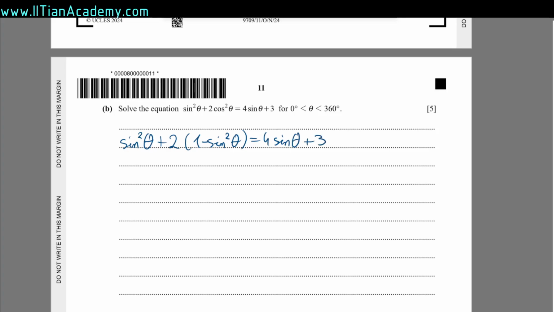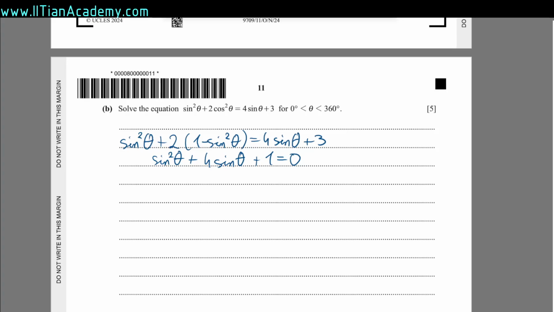So let's just rearrange this a little bit. So that will be a sine squared theta plus 2 minus 2 sine squared theta. So if we bring everything to one side, we'll just have sine squared theta plus 4 sine theta. And then we have a plus 3 minus the 2. So that's just a plus 1 is equal to 0.